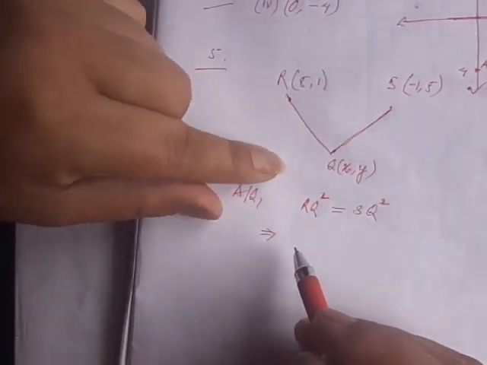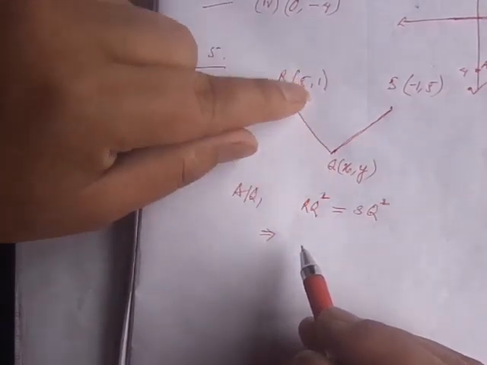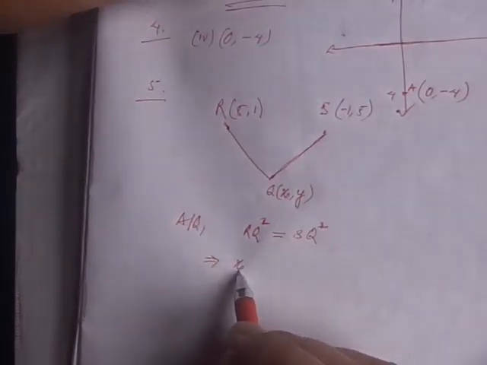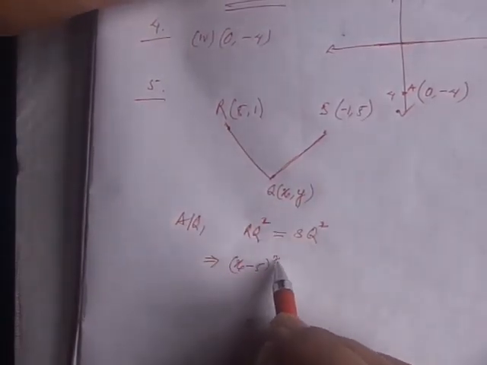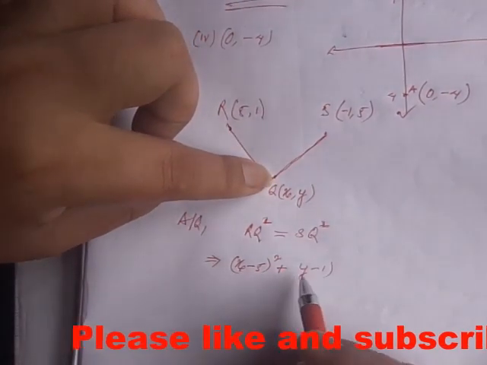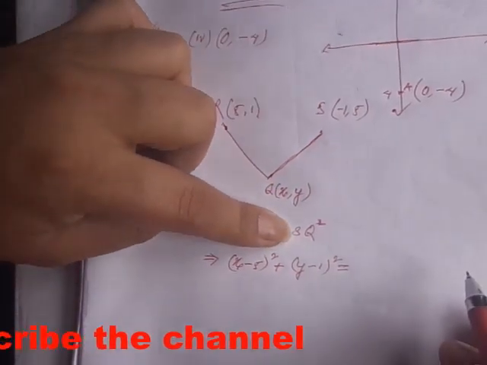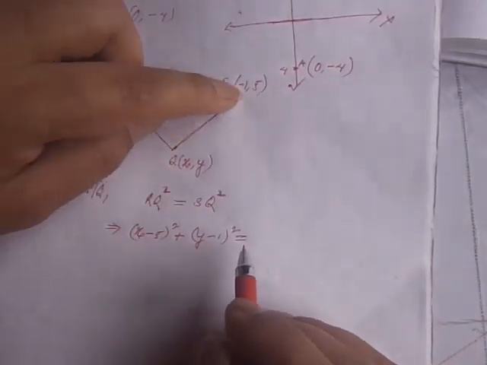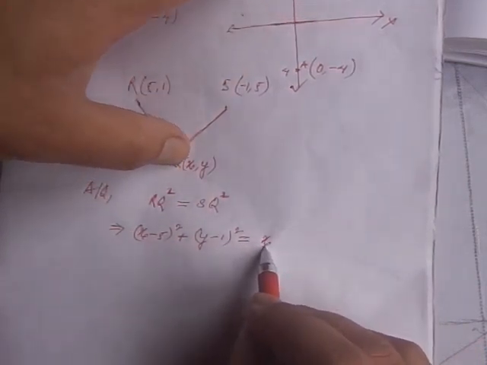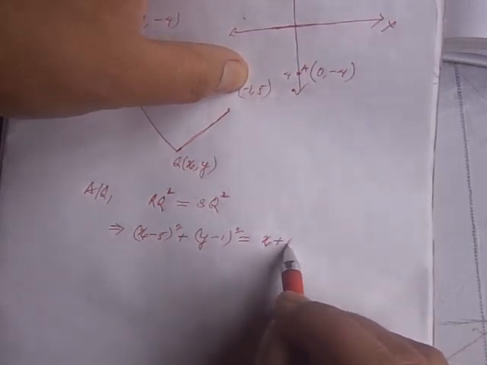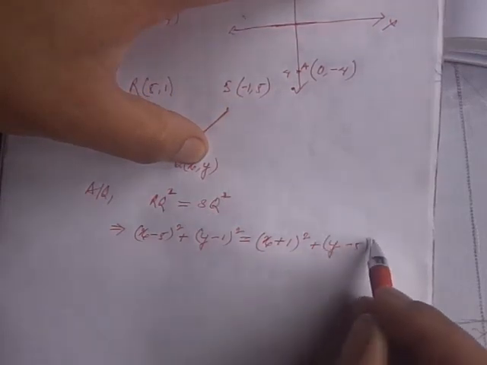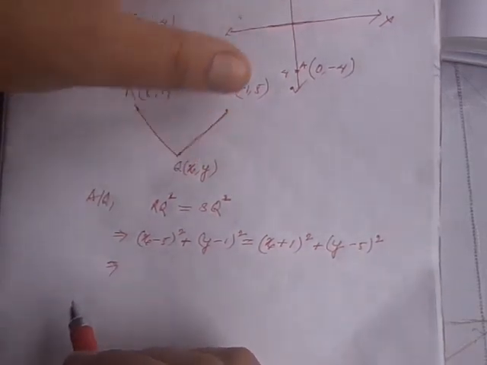So RQ: R is here, Q is here. Difference of abscissa: the abscissas are 5 and x. You can write any one first, so (x - 5) whole square, then plus the difference of ordinate, (y - 1) whole square, equal to, then again for SQ, the difference of abscissa. Minus and plus, plus is bigger, so I write x first, then minus minus 1 becomes plus 1, whole square, plus (y - 5) whole square. Now from here we have to solve this one.